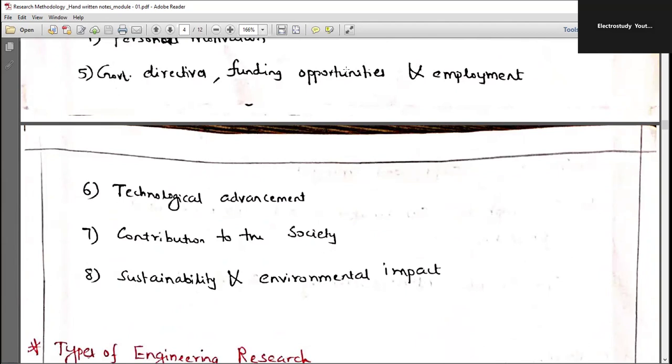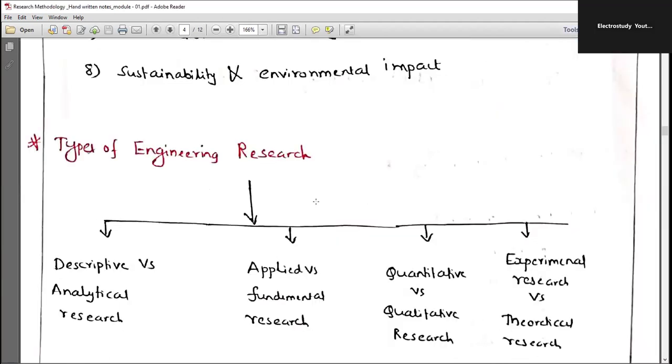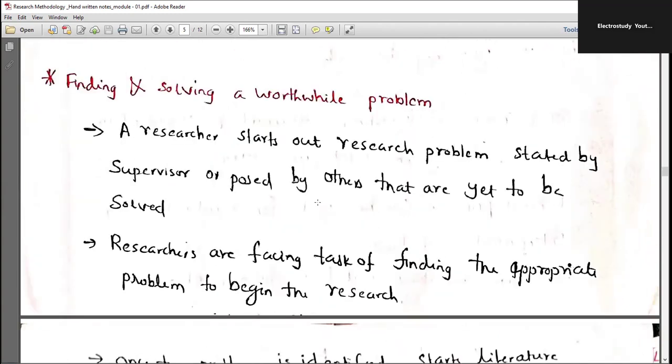Regarding question number 1B, identify the steps to find and solve a worthwhile problem. That is also quite important, solving the worthwhile problem. So now I'll take you to the answer. Here you need to mention a few important points regarding finding and solving the worthwhile problem.